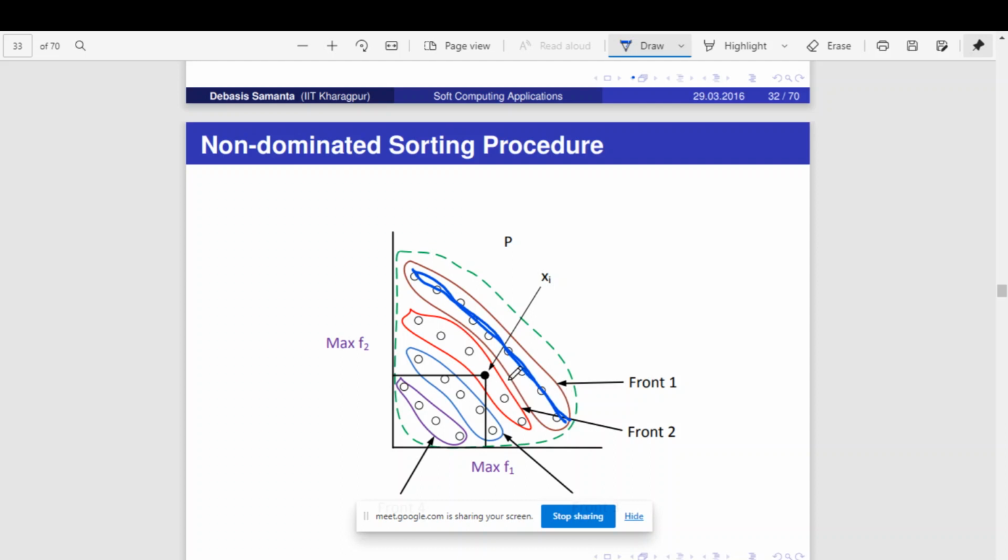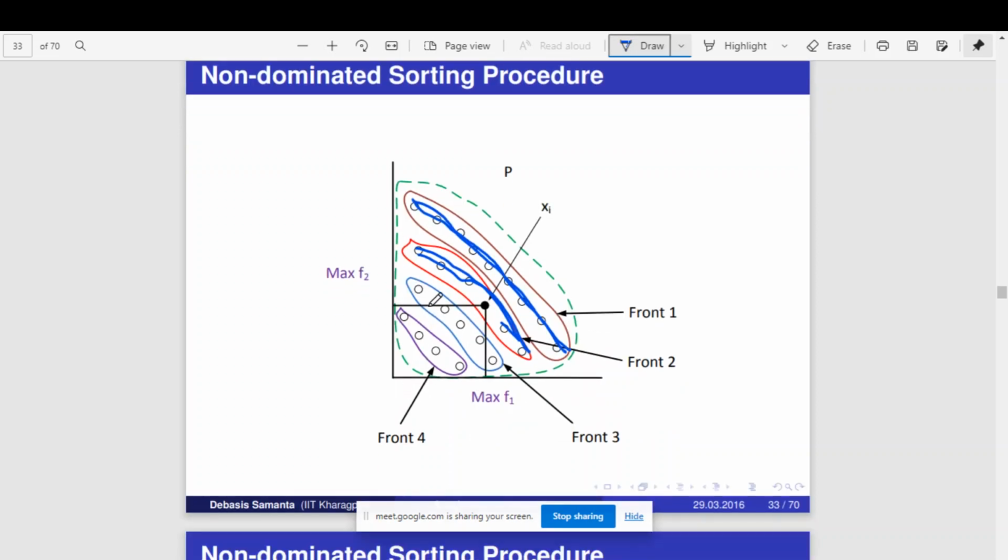Whoever is in the front two, they will be first rank. So now you can identify that all these individuals will be in the next level. Similarly, if you remove this, then who will be in the first rank? Front three. Yeah. So this is how the algorithm works.